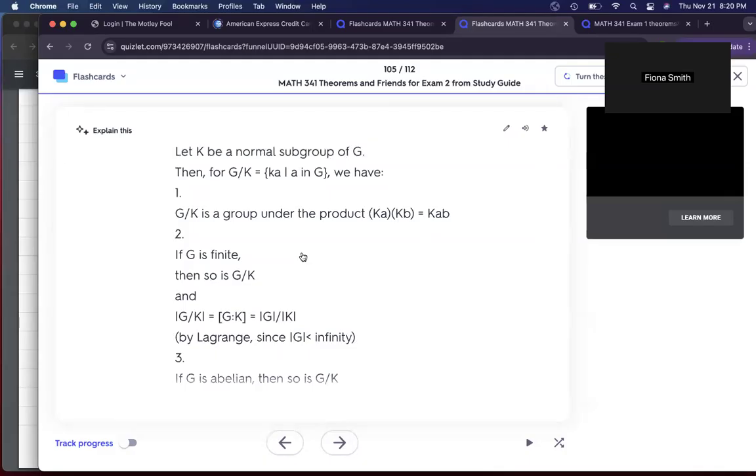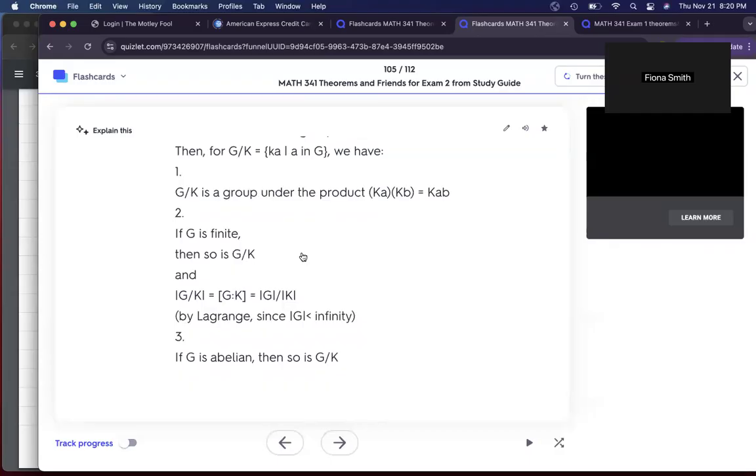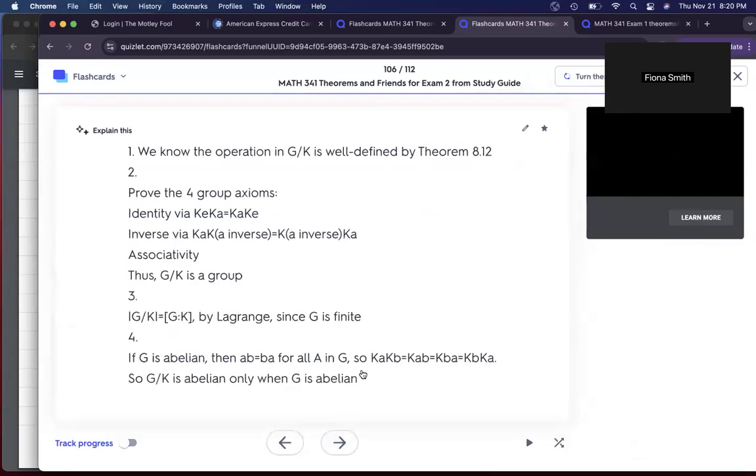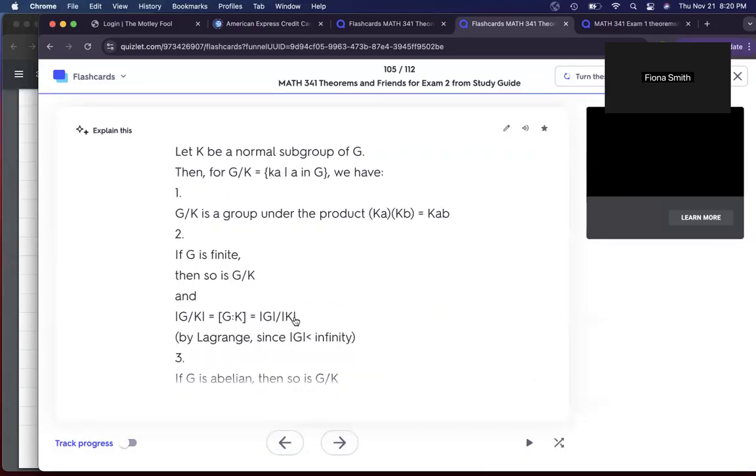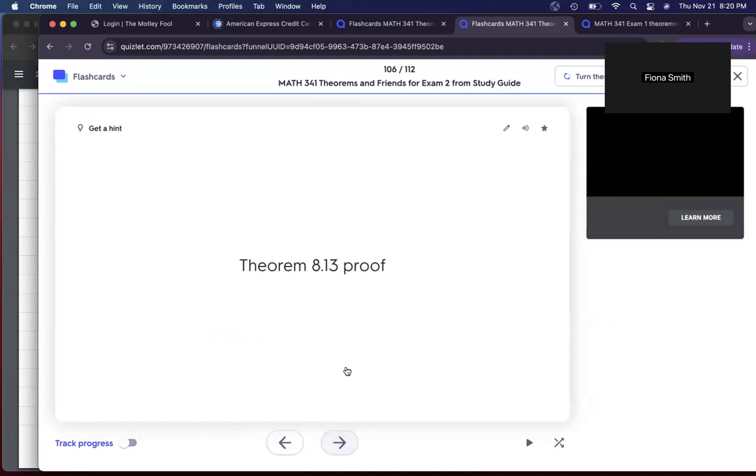And finally, if K is a normal subgroup of G, then for G mod K, we have that if G is abelian, then so is G mod K, since all subgroups of an abelian group are abelian. How would we prove that? Well, the first one, G mod K is a group under the product.